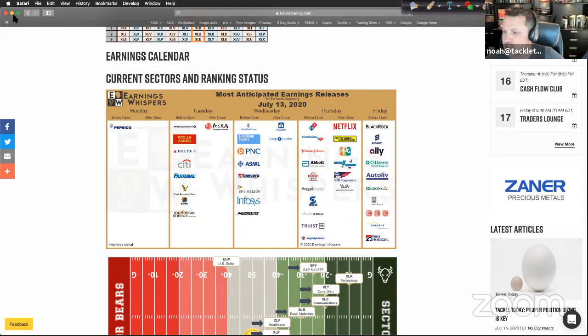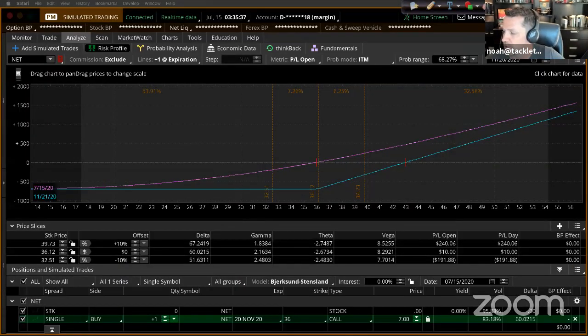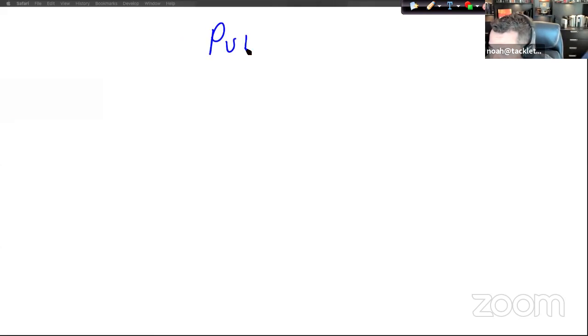So let's dive in and let's talk about some of the basics at first. I'm going to start out with just a real simple introduction: the put option. We're going to start out with, what is a put option? Now, a put option, in the simplest definition of the word, is a contract.